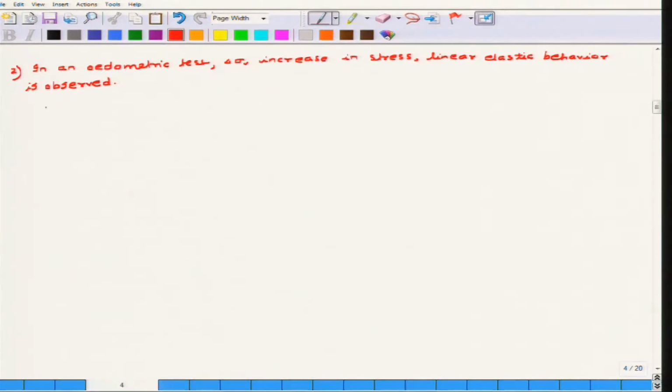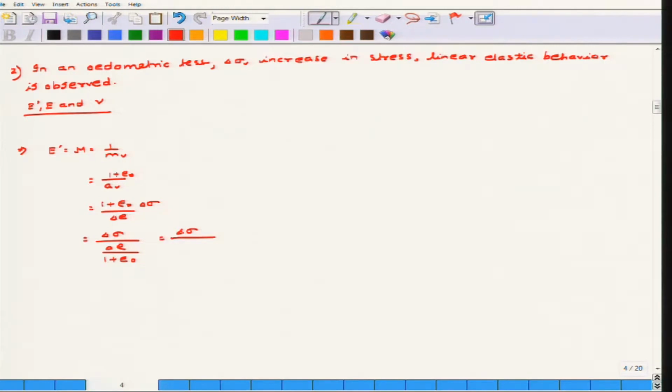Now, in this case you are asked to find out the relation between the odometric modulus E dash, the Young's modulus E and nu. As I have said in the previous tutorial session, E dash can also be written as m, which is equivalent to 1 by mv. So, this is equal to 1 by av into 1 plus e naught, which is equivalent to delta sigma divided by delta e by 1 plus e naught. If you remember the definition from consolidation correctly, delta e by 1 plus e naught is nothing but delta H by H. So, this is the definition of E dash. From here you can find that delta sigma is equivalent to E dash into delta H by H.